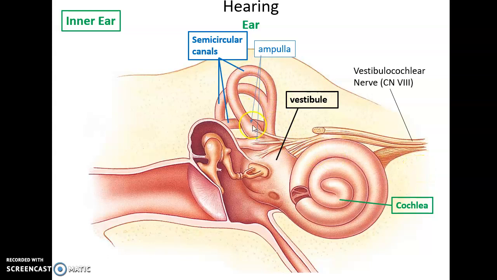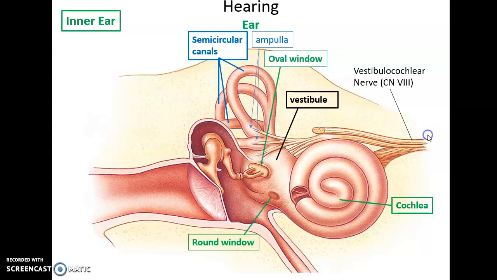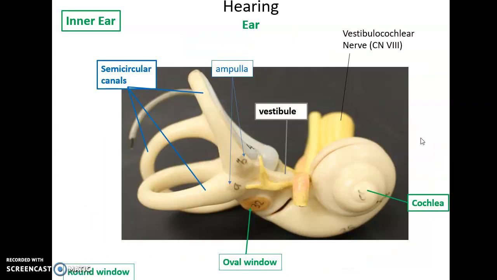The semicircular canals have widened areas. These widened areas are called the ampulla. So semicircular canals have ampulla. The vestibule, as I mentioned, has the oval window, which is underneath the stapes, and the round window. Here's an image from our model. Semicircular canals with their ampulla, vestibule with the oval window, cochlea.